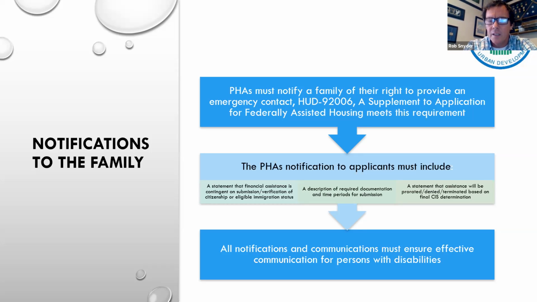And then some applicant notifications must include the following: the statement that financial assistance is contingent upon the submission and verification of citizenship or eligible immigration. A specific description of the required documents and time periods for submission. So the housing authority really needs to outline what specific documentation they're looking for from families and how long they are going to give the families to submit that required documentation.